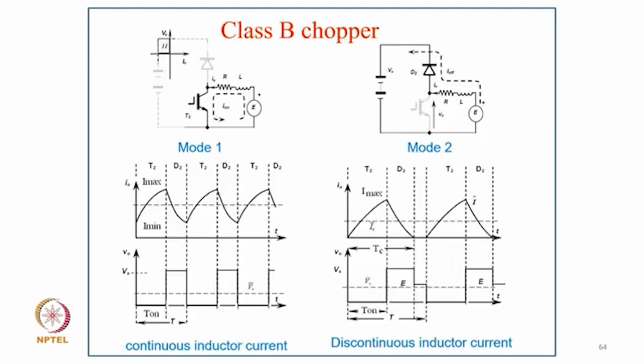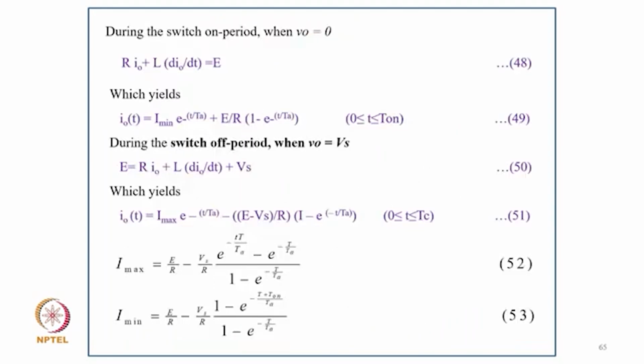Now this is how the waveform looks in continuous mode for the step-up chopper, the class B chopper. Clearly you can see how the current as well as the voltage behave, in relation to the background.